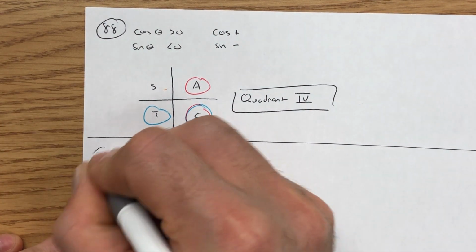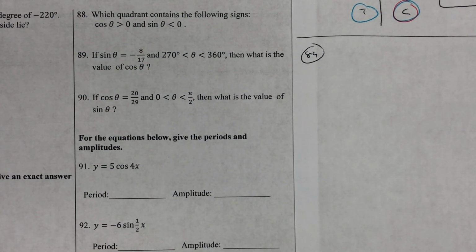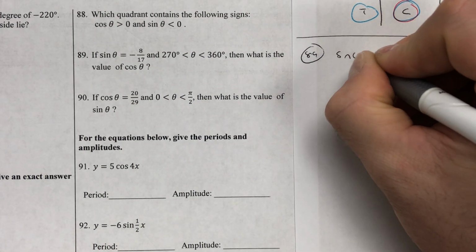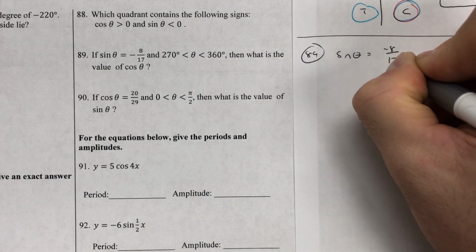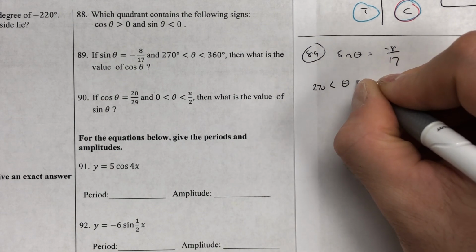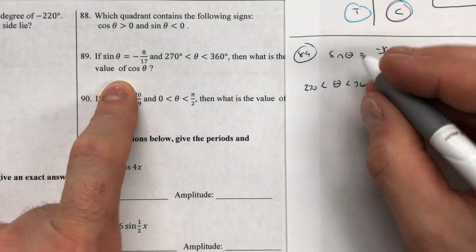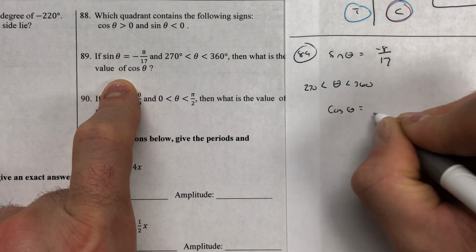Let's take a quick look at question 89. 89 says, if the sine of theta is equal to negative 8 over 17, and 270 degrees is less than theta, which is less than 360, then what is the value of the cosine of theta? So let's unpack a little bit of this. I know that the sine of theta is negative 8 over 17. I know theta itself is above 270, but less than 360. And I want to know the value of the cosine. So cosine of theta equals blank.